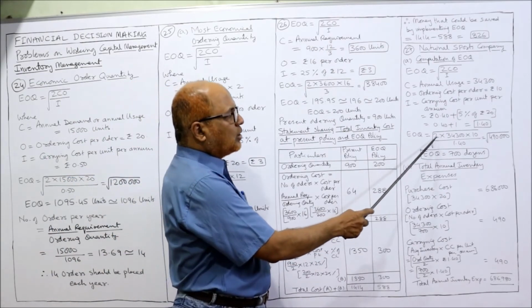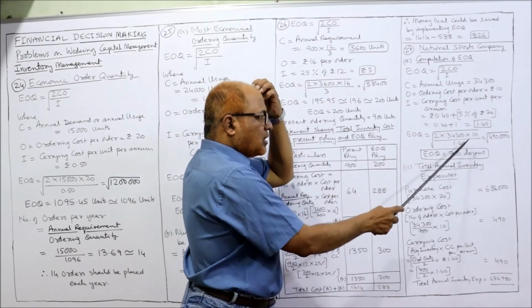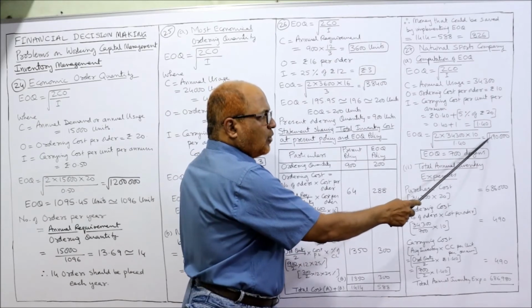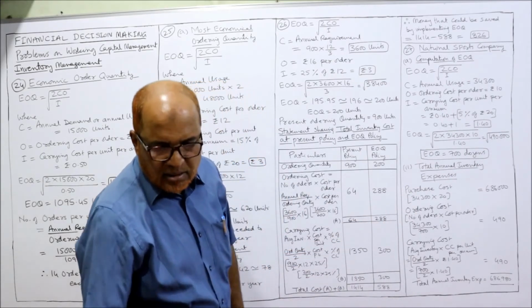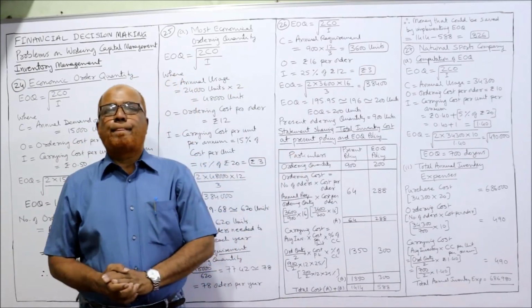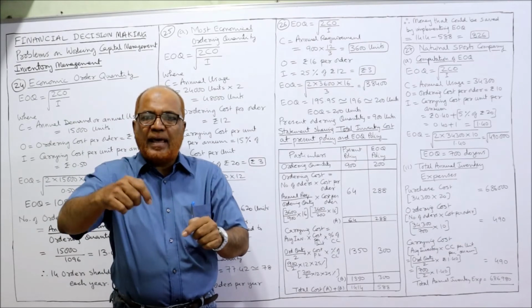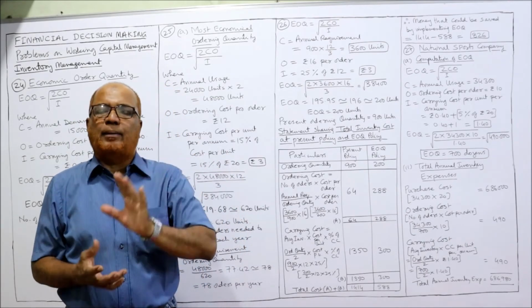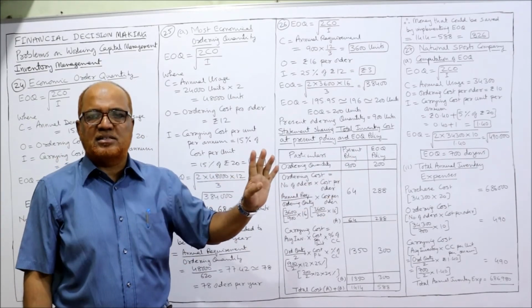Now EOQ is equal to under root of 2 into 34,300 into 10 rupees ordering cost divided by 1.40 carrying cost. So 4,90,000 under root, it comes to 700 dozens. First question completed. How much is the economic ordering quantity? This company should place an order of 700 dozen of tennis balls every time. Whenever it places the order, it should place for 700 dozen.